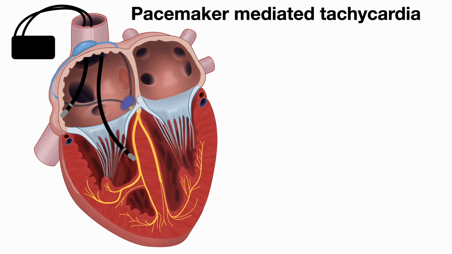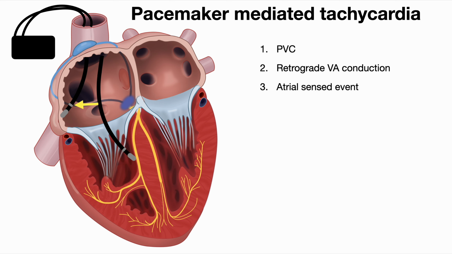How does this get started? Well, step one is a PVC. And if the PVC happens at an unfortunate time in the cardiac cycle, the AV node will be excitable. It will be recovered from whatever the previous beat was. And that allows for the PVC to conduct retrograde into the atrium. The atrial lead will see that there was an atrial event. It doesn't know that it was retrograde. It just sees electricity. It just knows that the atrium contracted.